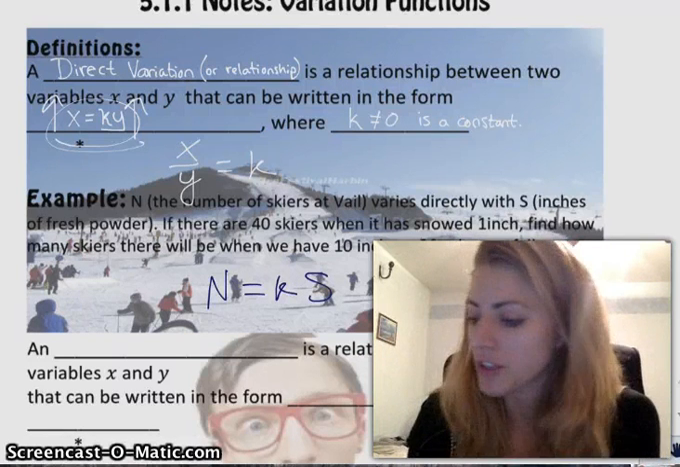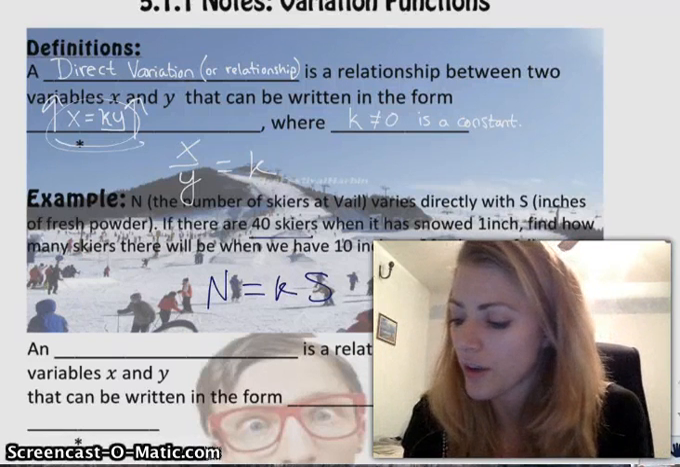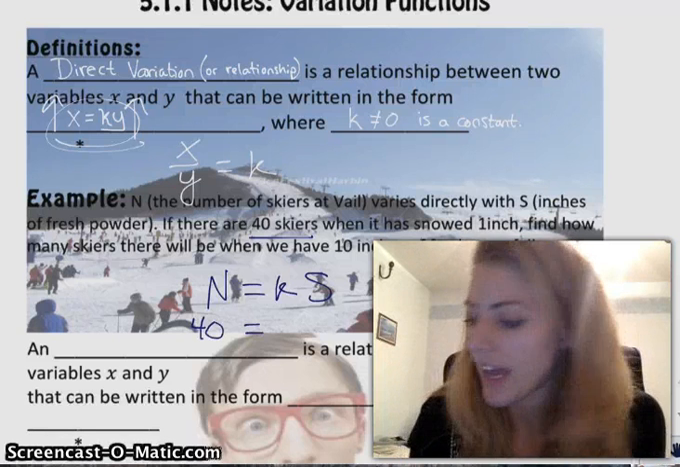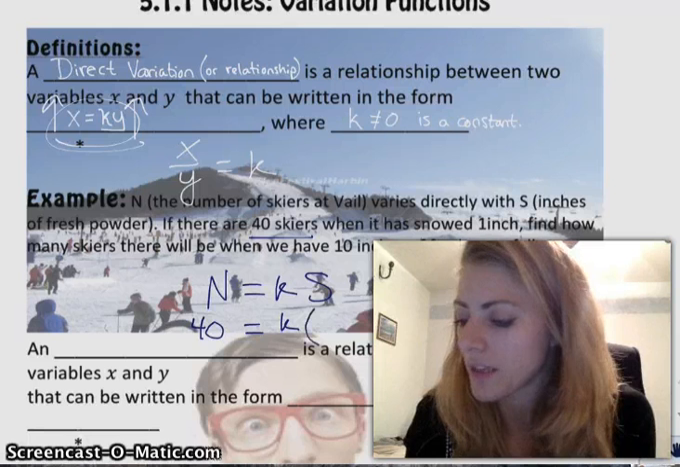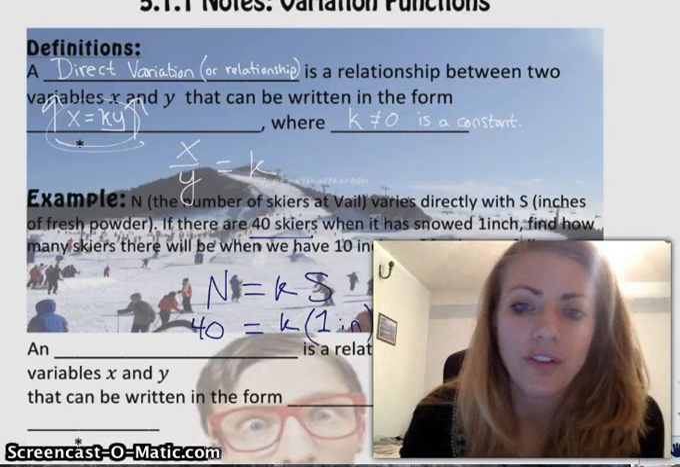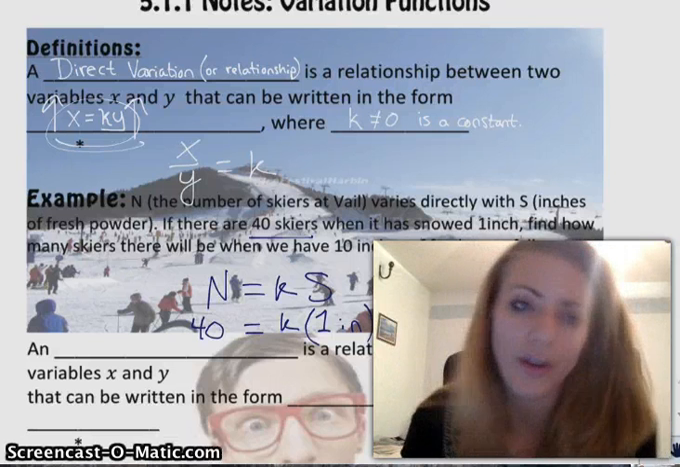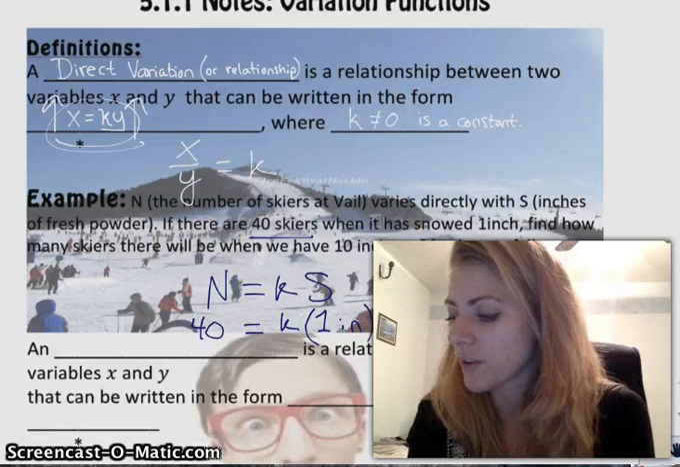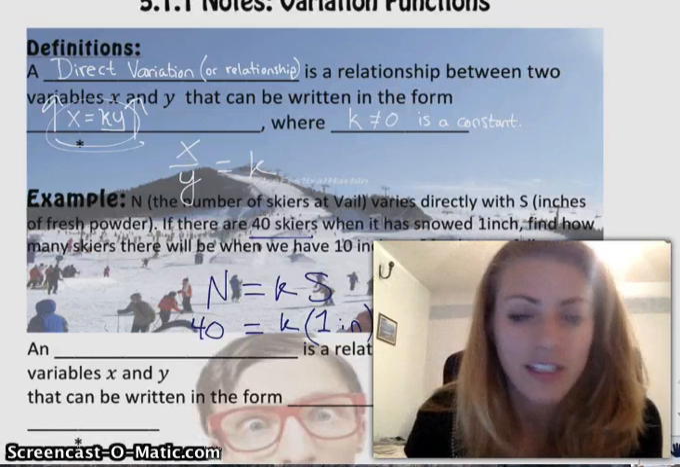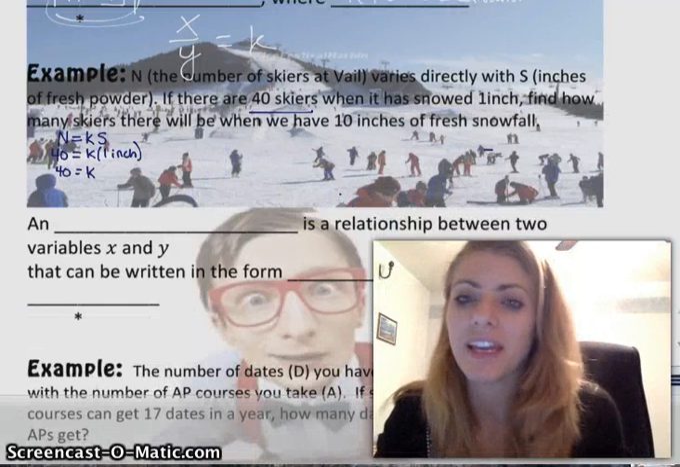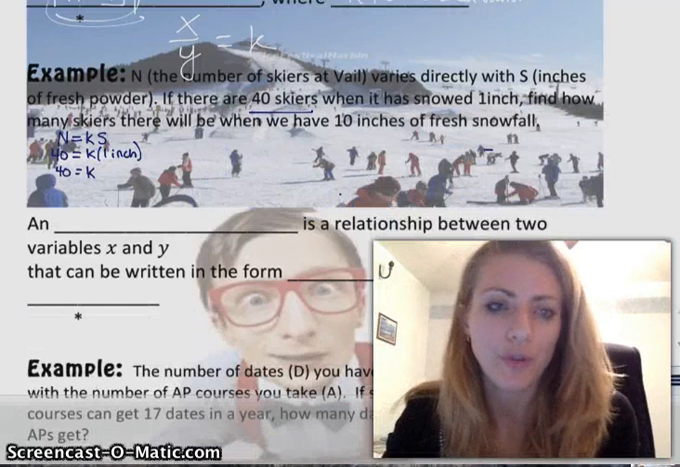And they give us some information. They say if there's 40 skiers, so n is 40, and that equals k, which we don't know yet, times the amount of snowfall. It says 1 inch. Then we can figure out what k is. You divide by 1 and you figure out that k is actually equal to 40. Well, that's convenient. So now you know the function is going to be n equals 40 times s.